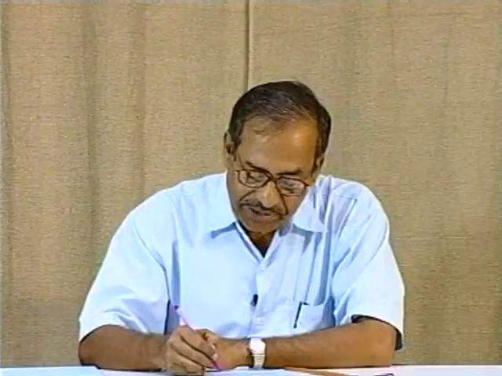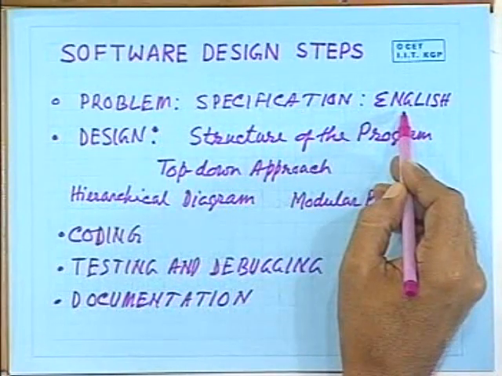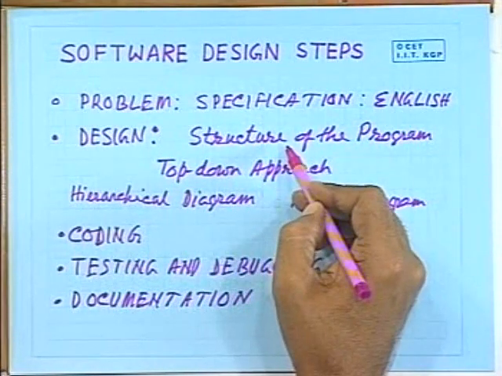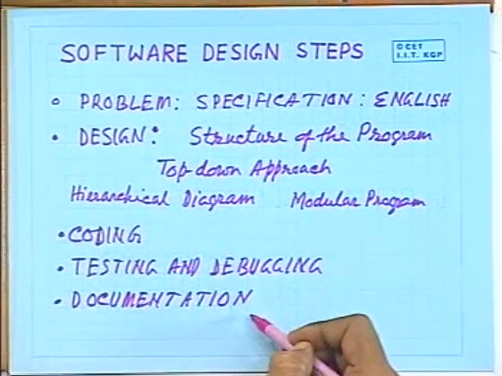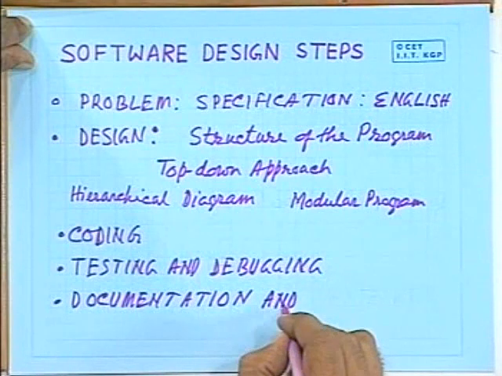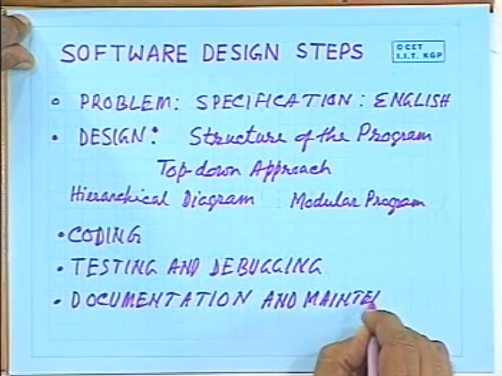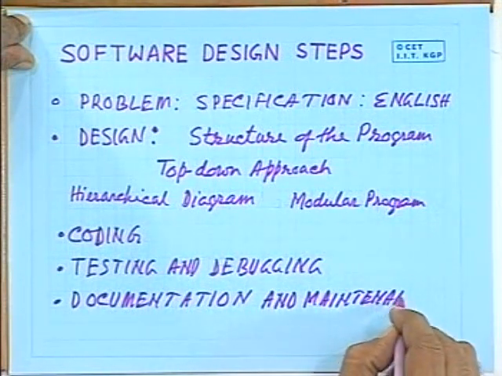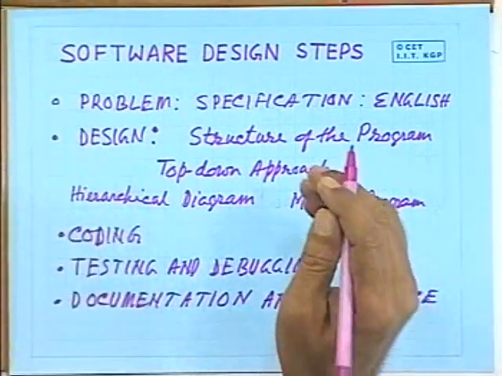So the documentation has to start from this problem specification step. While designing, while coding, while testing and debugging, at each and every step you have to do the documentation so that you can maintain it. So that's why documentation and maintenance, these two go more or less hand in hand. That means you have to do the documentation properly so that it can be easily maintained in future.